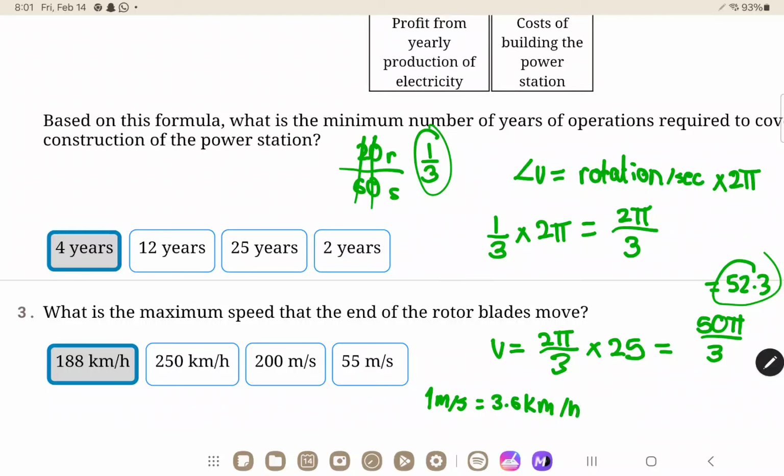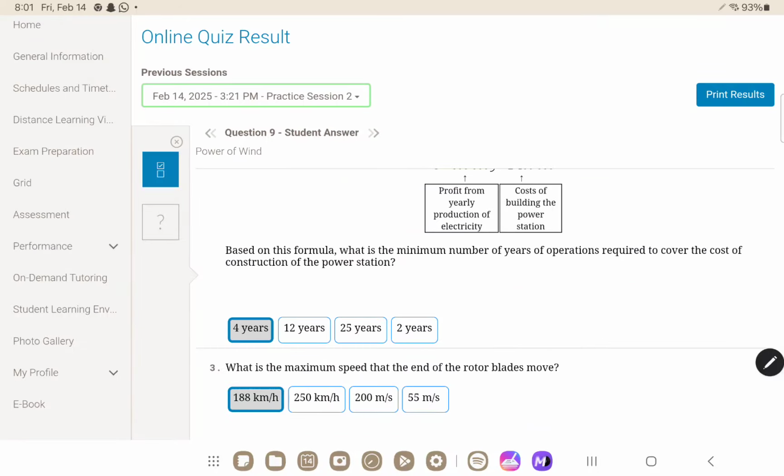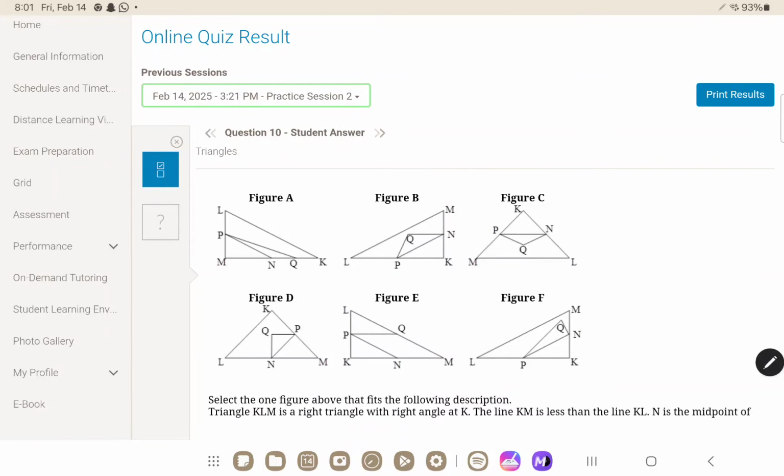We need this, so I prefer you memorize it because we need it for physics, we need it for math, we need it everywhere. So you're going to do 52.3 times 3.6. It's going to give you something like 188.3. This is the closest option to it, and that's how you find your maximum speed. Now, that's it for this question. Let's move on to the next.